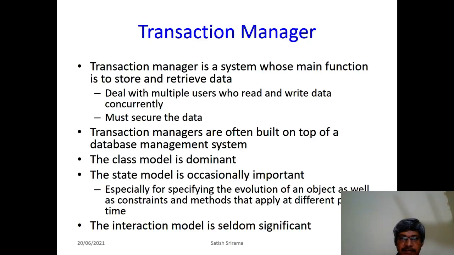In these particular types of systems, the class model is very dominant in the architecture style. The state model is occasionally important, especially for specifying the evolution of the objects as well as constraints and methods that apply at different points in time. So the state model is occasionally important, but the interaction model is not so important for this particular type of application and architectural style.